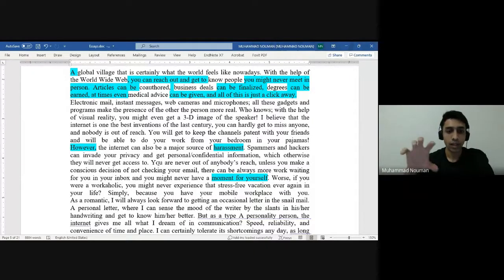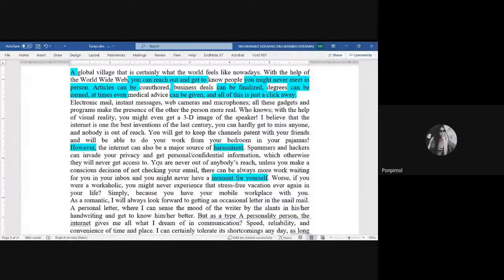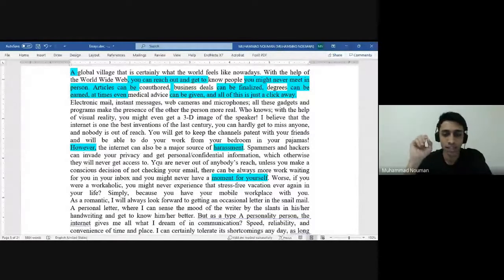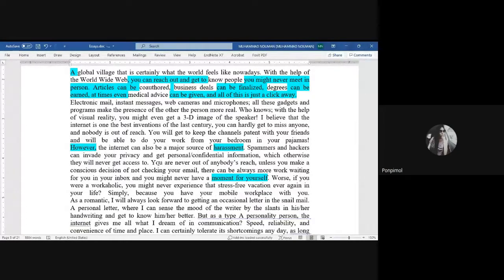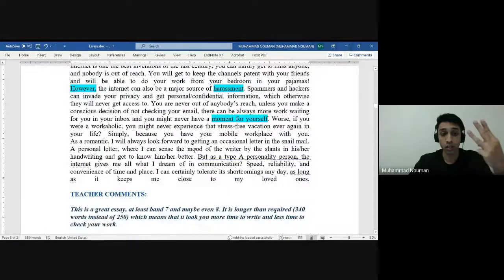Exactly. Okay, the good point of this essay is they didn't repeat the words. They use different words. This is the good point. They talk as much as they can because they didn't stop. They didn't repeat the thing. They try to give more and more words, more and more vocabulary. Okay, so next time we will move to the third one.